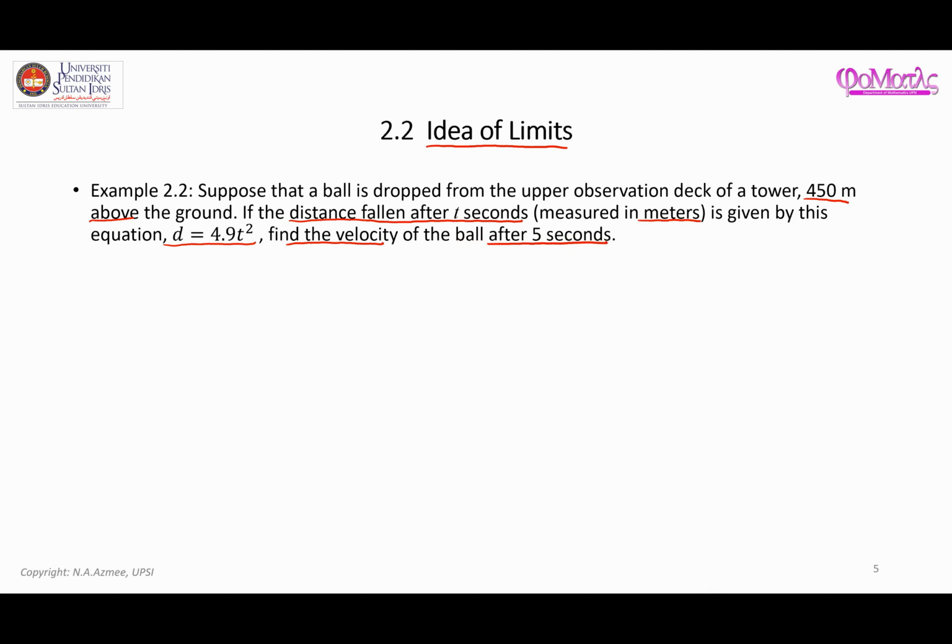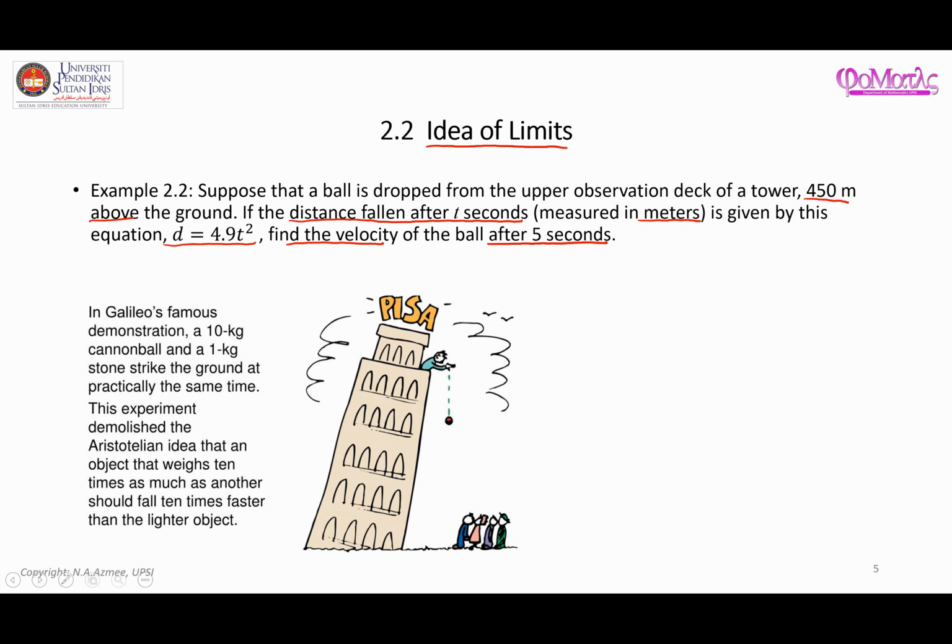Now, this is an example of a classic experiment, and this type of experiment originates from another experiment which was done hundreds of years ago. This is just a little bit of history if you are interested in historical mathematics or sciences. In the 16th century, Galileo famously demonstrated that when he dropped a 10-kilogram cannonball and a 1-kilogram stone, both of them strike the ground at practically the same time.